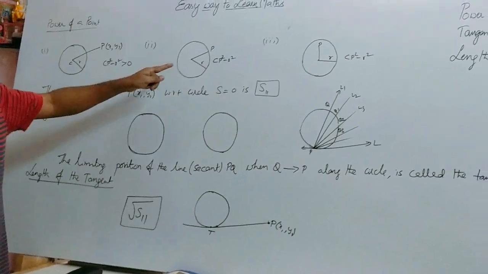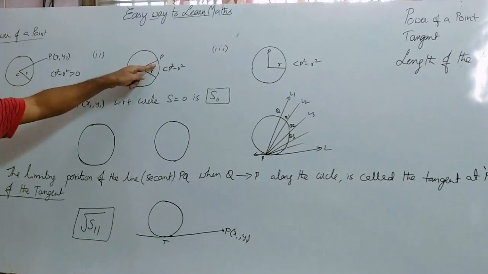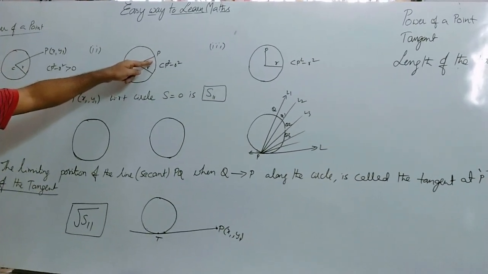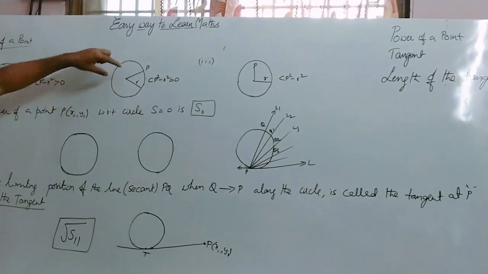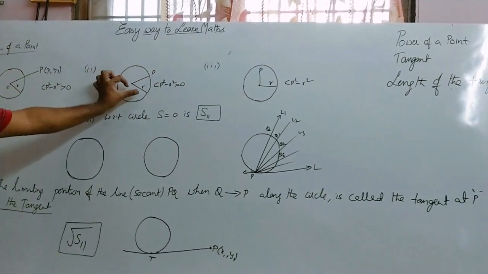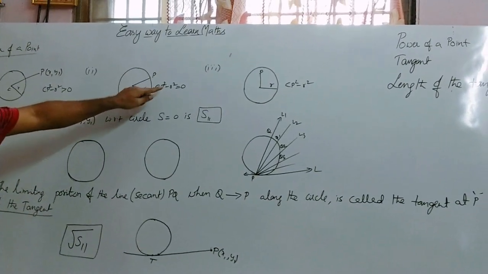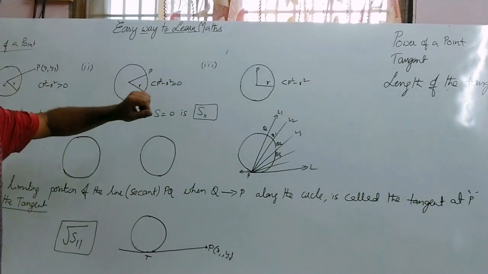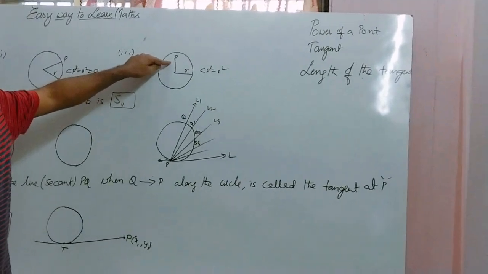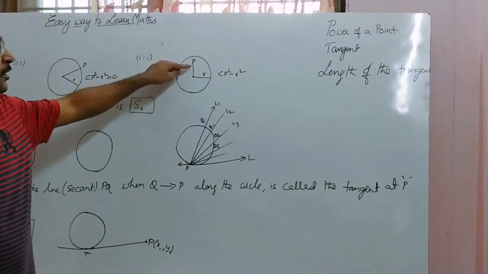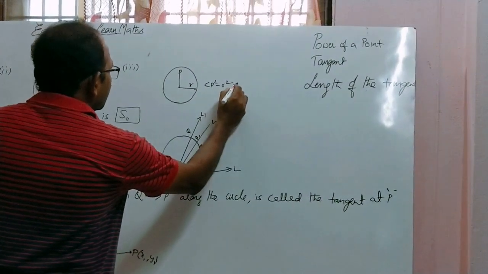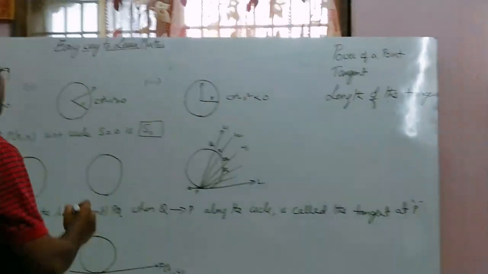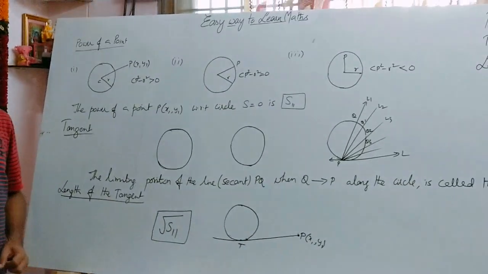If the point P is on the circle or on the circumference of the circle, then its value becomes 0, because here this one is also radius, this one is also radius, therefore CP square minus r square becomes 0. If the point is inside of the circle or interior, then in this case CP square minus r square becomes less than 0, negative value.